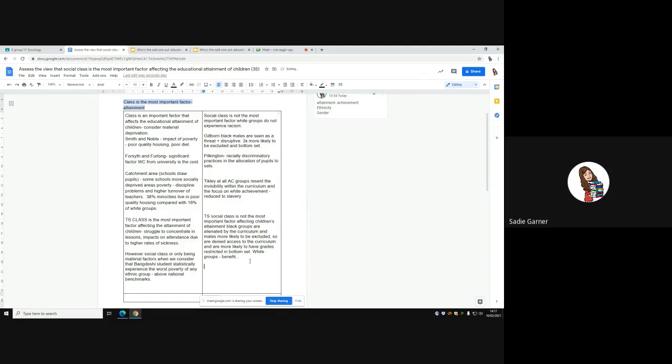Class is not the most important factor. Racism within the curriculum causes alienation. It causes denied access to the curriculum and being denied those top grades in those top sets. And largely, the curriculum is of benefit to white groups.